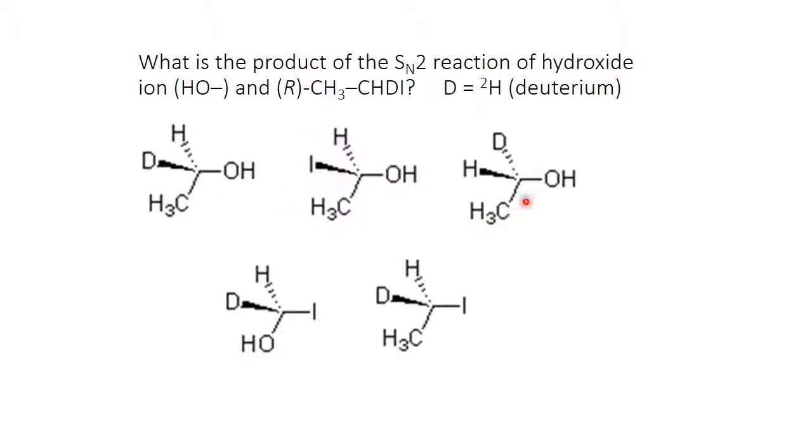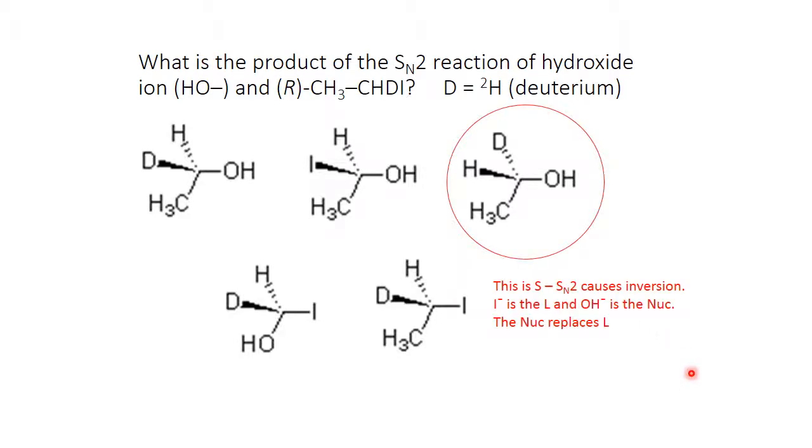This one right here, we don't have the iodine being displaced, so let's toss that one. This one, what is the chirality of the compound? This one's going to be S, so it's probably this one. Notice here, we're not even displacing the iodine. Here, we're not even displacing the iodine. So the only one that's the product is this one.